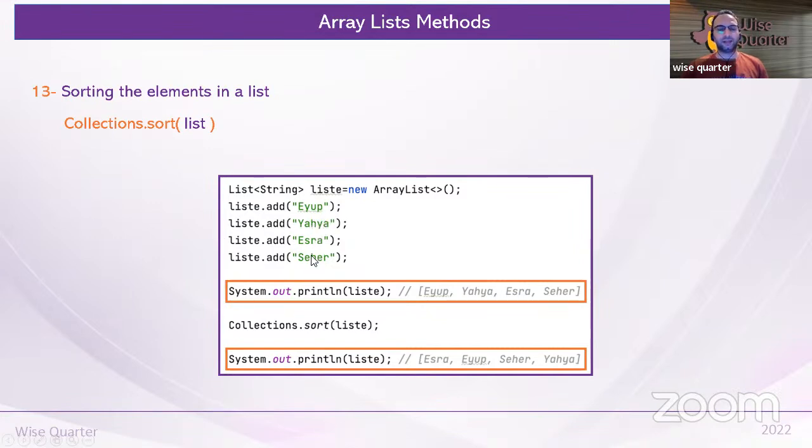When you add names like this, they will be printed as they are added. First one will be Eyüp, the second one is Yahya, third and fourth, as you can see. If you sort it, all the elements will be sorted according to natural order. By natural order, if you have added numbers, it will start from the lowest one. If you have created a list of string values, it will be listed according to alphabetical order. As you can see, E comes first, Y comes last.